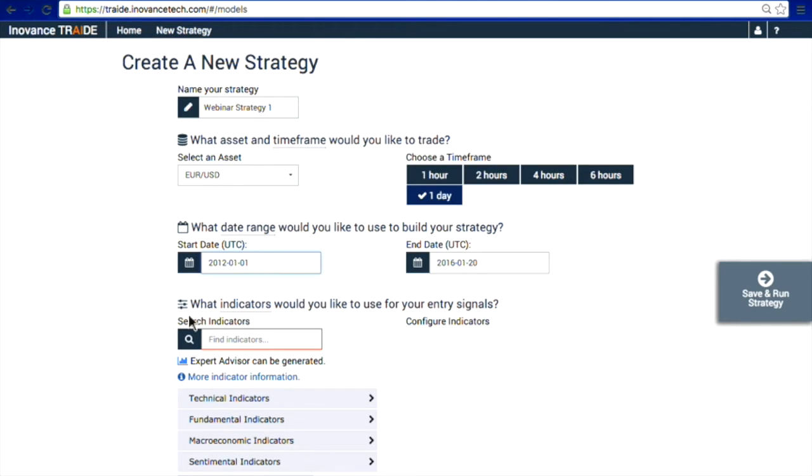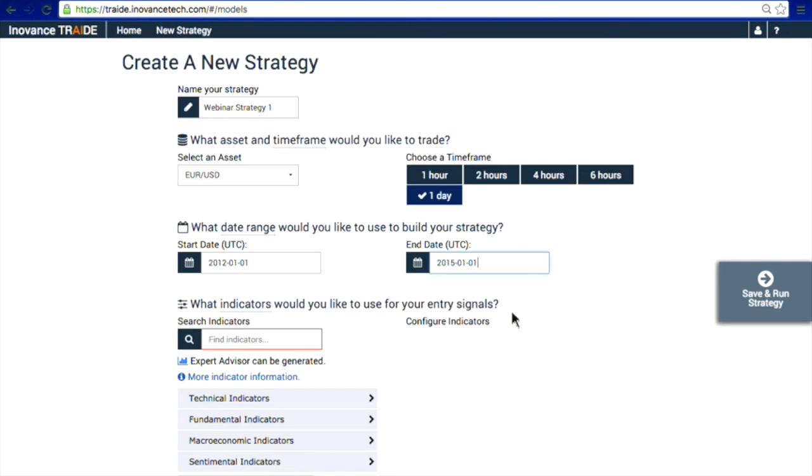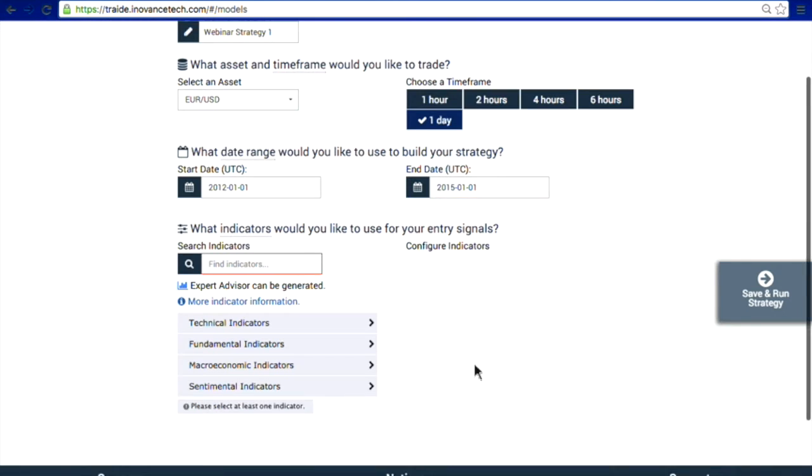The second thing that we always want to consider is being sure that we're leaving data that wasn't used to build the strategy, to test our strategy, to help prevent overfitting and have more confidence that it's going to perform well moving forward. So in this case, since we're building a daily strategy, I'm going to leave all of 2015, a little over a year, of out-of-sample data to test our strategy before trading live.